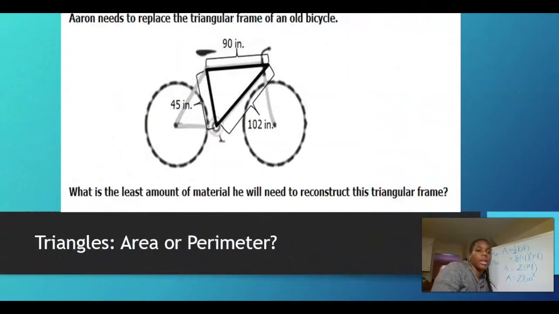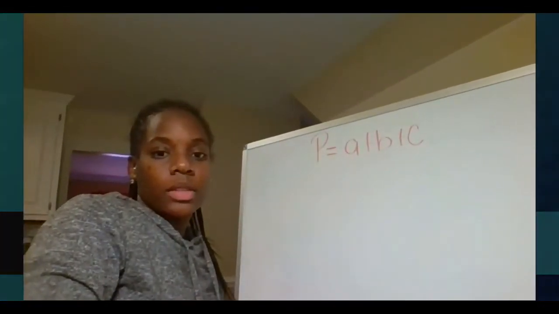So here's another question, and this question is talking about Aaron, and he needs to replace the triangular frame of an old bicycle. What is the least amount of material he would need to reconstruct this triangle? All right. So what this question is asking us to do is figure out what the outside of this particular triangle is going to make up, because the frame makes up the bike. So we will use the formula P is equal to A plus B plus C. And then we'll go ahead and solve this out.